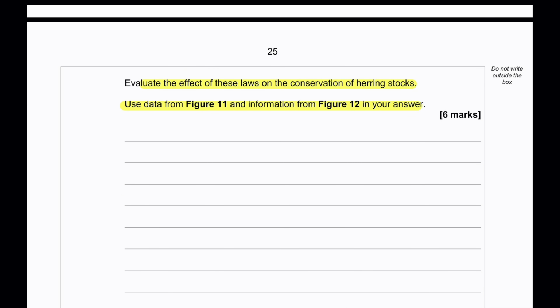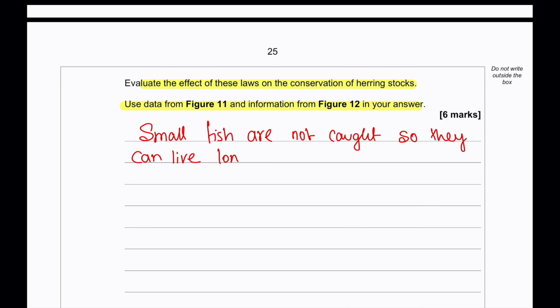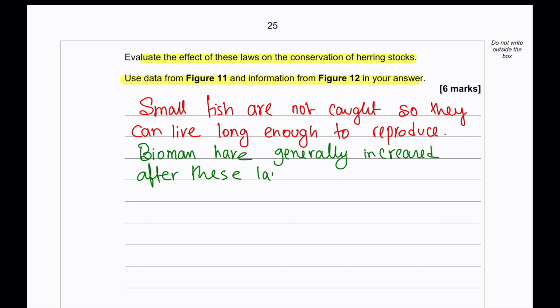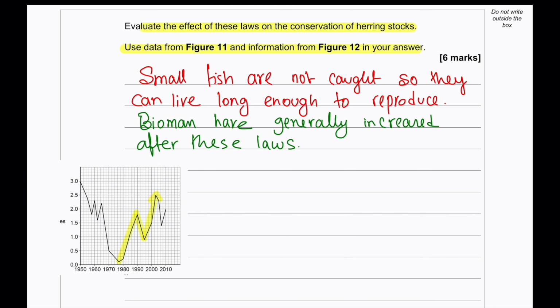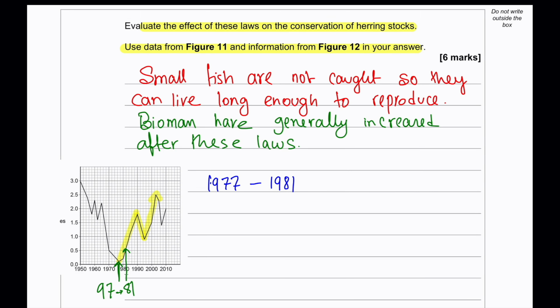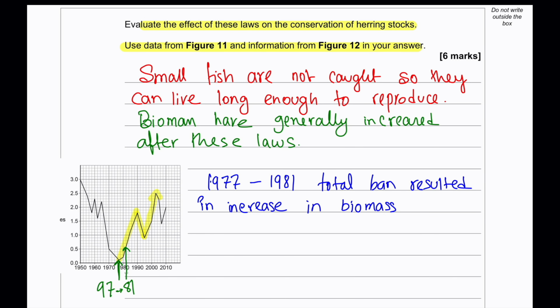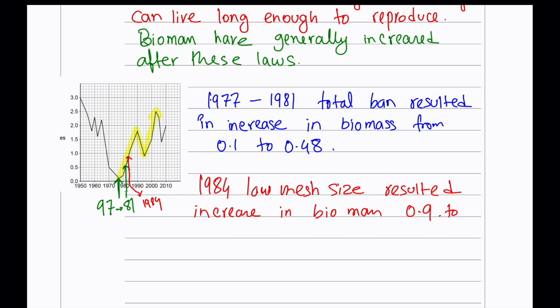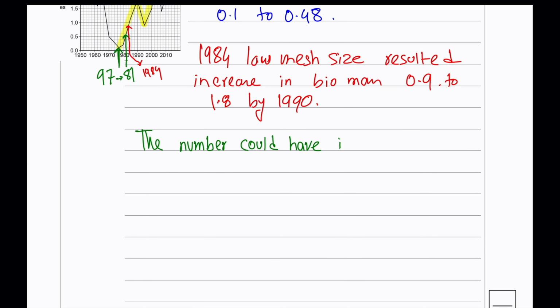Small fish are not caught so they can live long enough to reproduce. The biomass has gradually increased after these laws. From 1977 to 1981, total ban resulted in increase in biomass from 0.1 to 0.48. 1984 law mesh size resulted in increase in biomass from 0.9 to 1.8 by 1990. The number could have increased due to other causes. Each law results in increase followed by decrease.